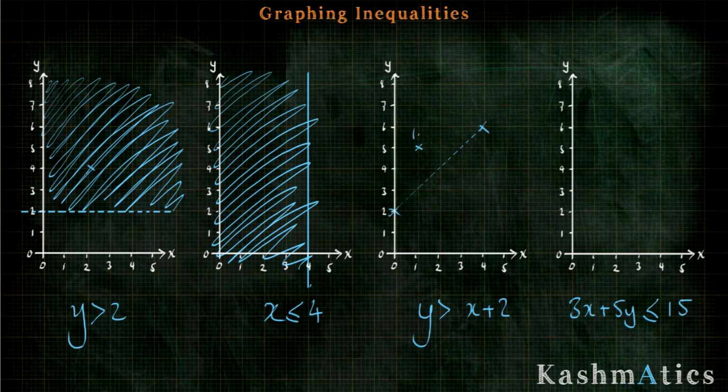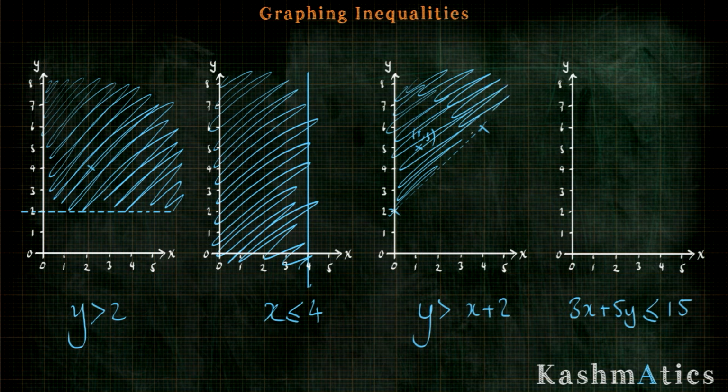So this coordinate here is 1, 5, okay, and x plus 2, so 1 plus 2 is 3, and 5 is bigger than 3, so that means y is bigger than x plus 2. So I just need to shade in above the line. Okay, and the last one, I've got 3x plus 5y is less than or equal to 15.